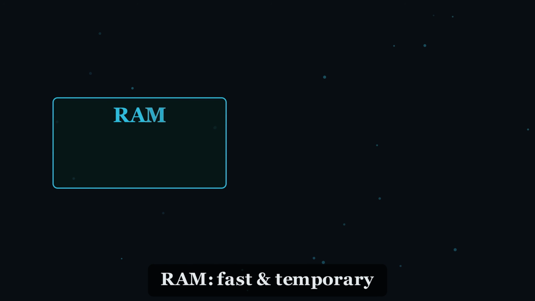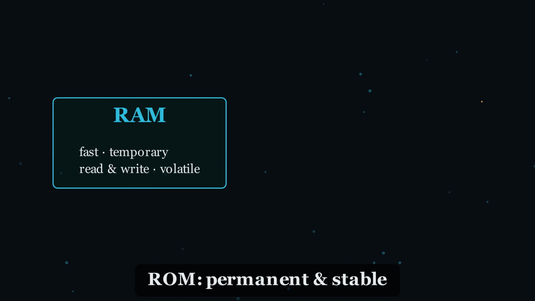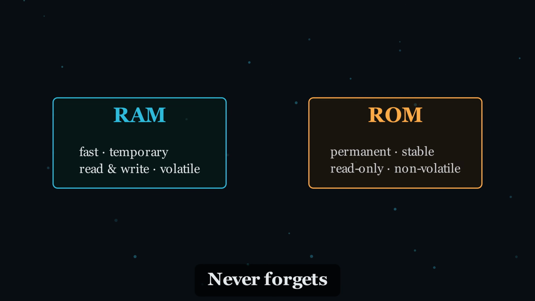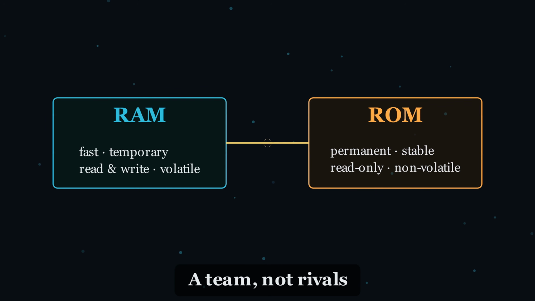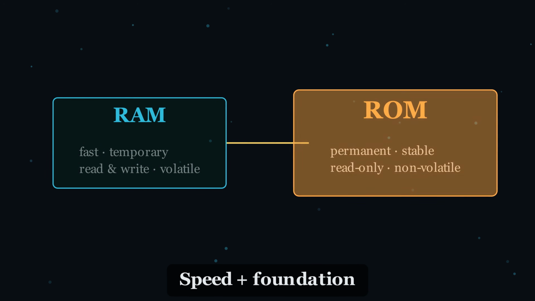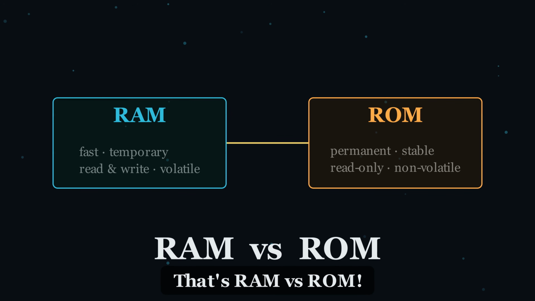So let's quickly recap. RAM is random access memory, fast, temporary, read and write, and volatile. It holds whatever you're actively using and forgets everything when the power turns off. ROM is read-only memory, permanent, stable, mostly read-only and non-volatile. It holds the essential instructions your device needs to start up, and it never forgets. They're not competitors, they're a team. RAM gives speed and multitasking. ROM gives the foundation to even turn on. And that's the difference between RAM and ROM.